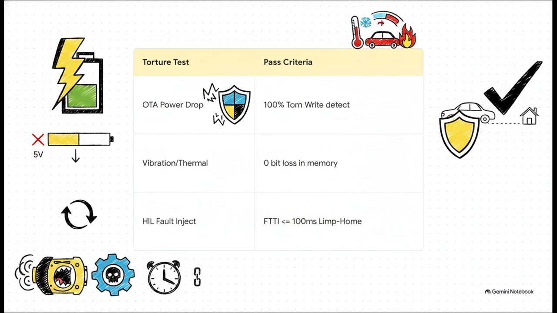Then comes the physical abuse. They shake it with violent 35 meters per second squared shocks while rapidly swinging the temperature from a freezing -40 all the way to a boiling 125 degrees Celsius, demanding zero data loss.